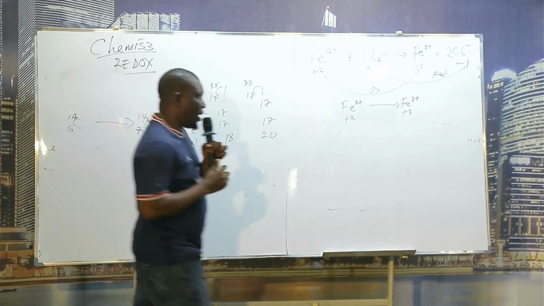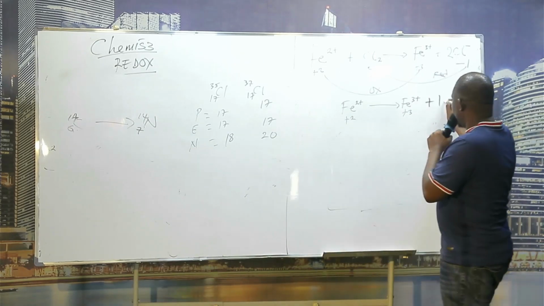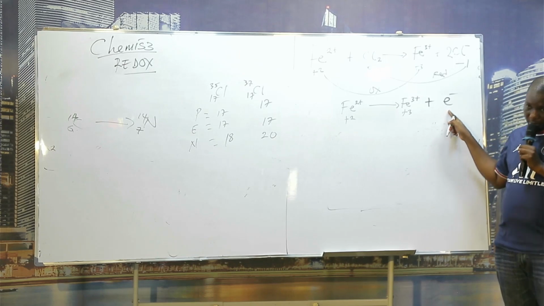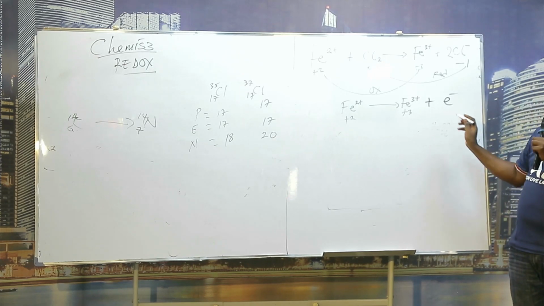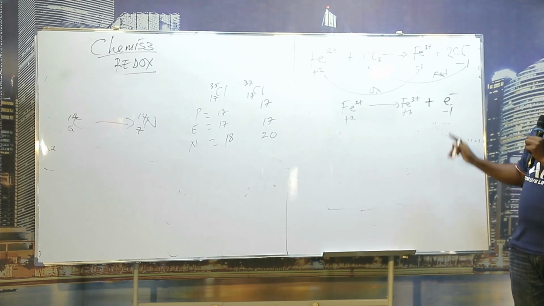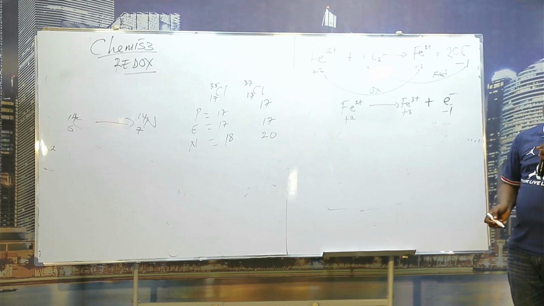Is it 1e plus what? 1e minus. So this can also stand as what? 1 plus when you go to balance. This is the total of this electron loss, -1. -1 plus 3.